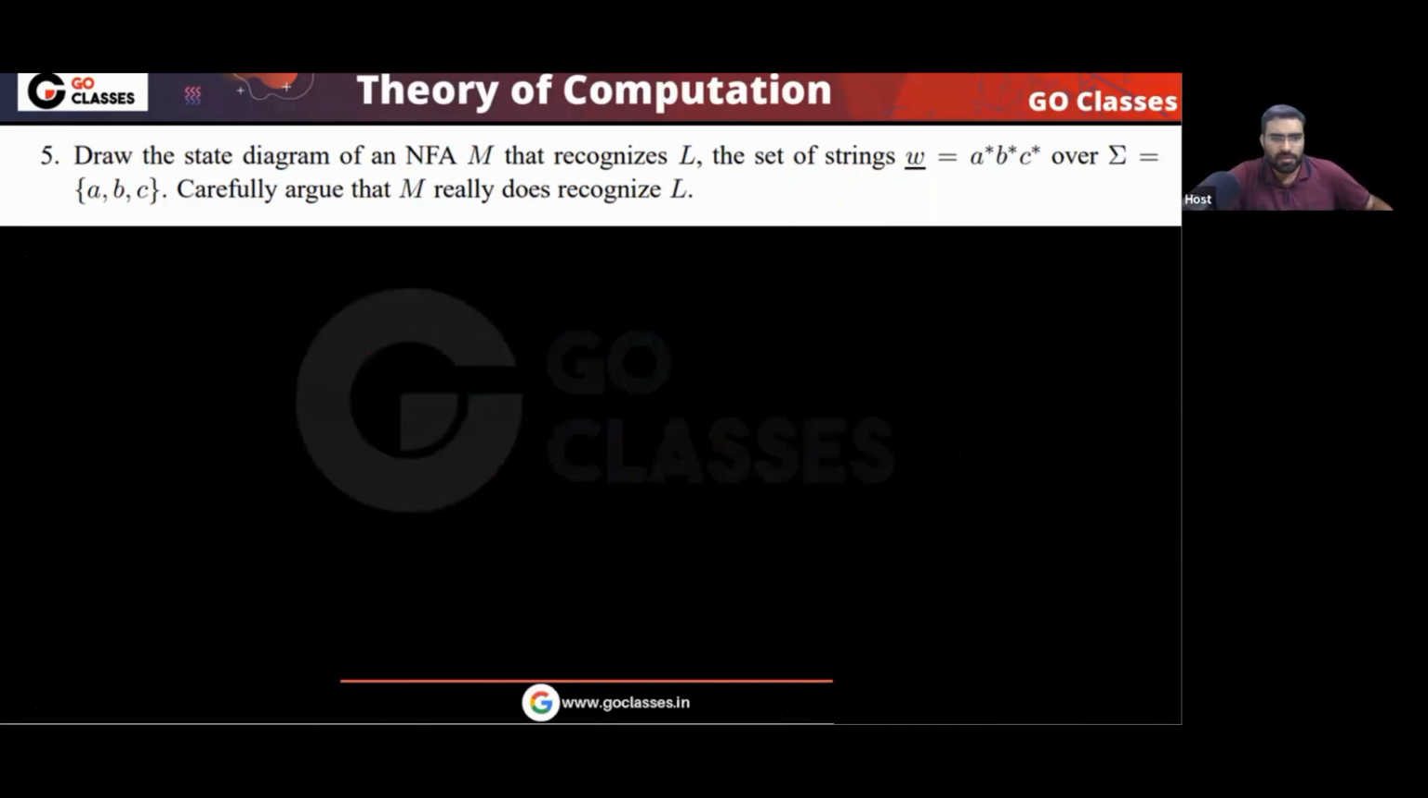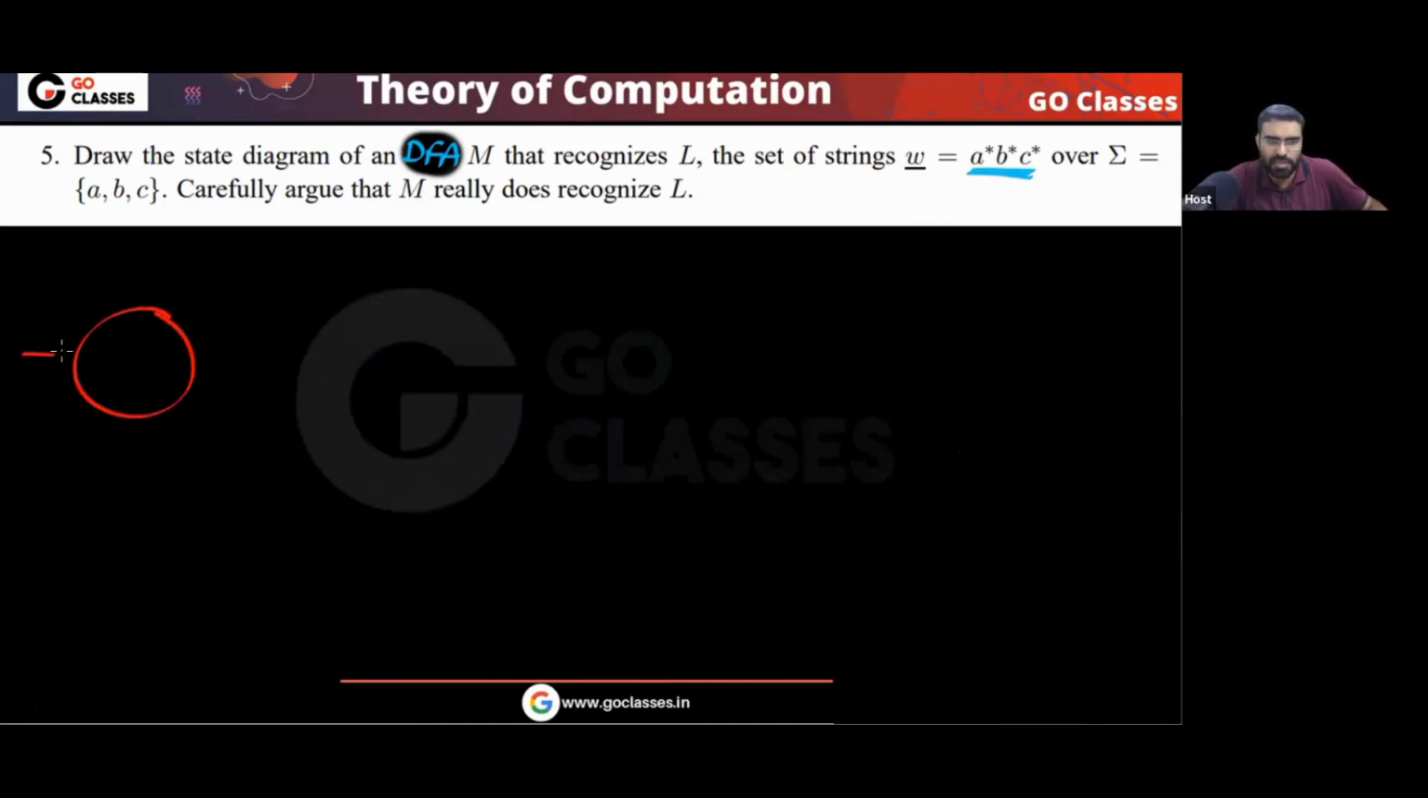Now let's see. We have created an NFA, but can you create a DFA for this language? Let's create a DFA for this language. Can you directly create a DFA for this language? The language is A star, B star, C star. This is your language. So let's create it.